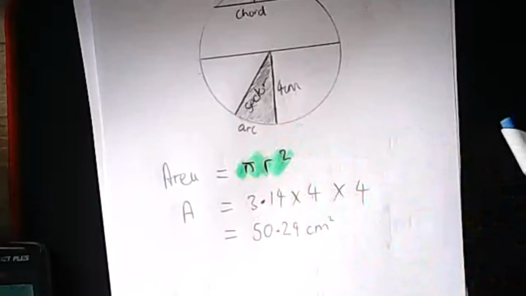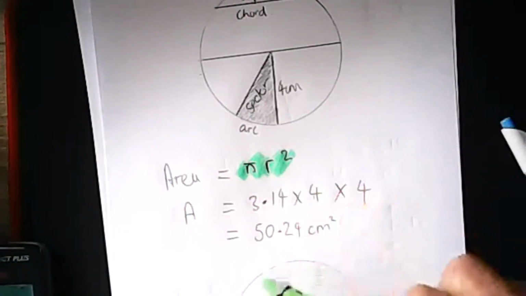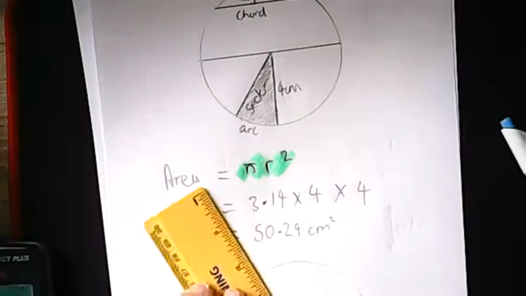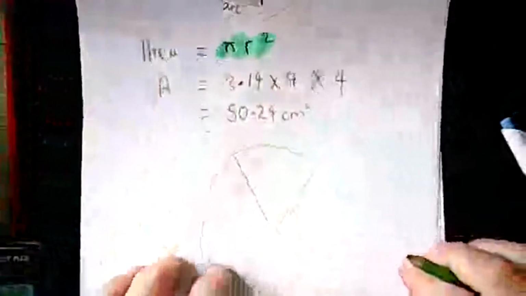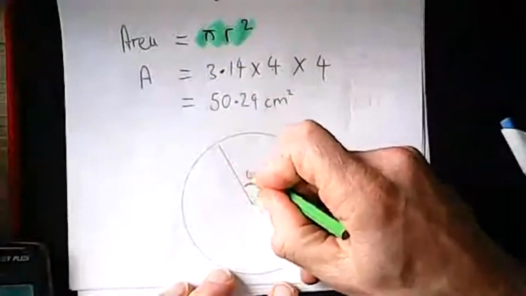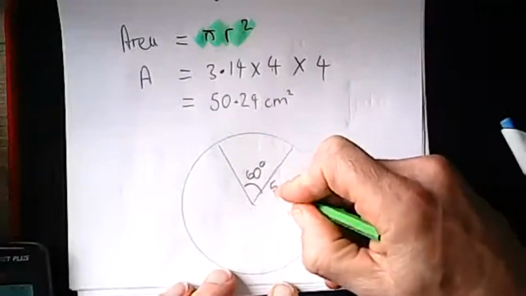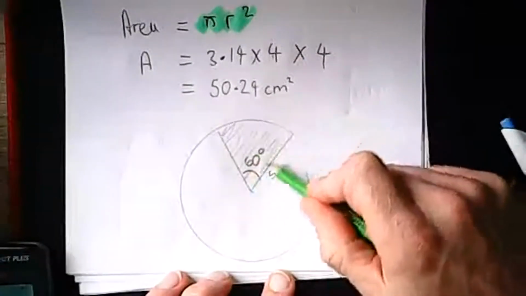All right, and we're just going to leave you with one more question to finish off with, and then we're done for today. Okay, so if I get a little circle going here, a little question, but this time I'm going to make it a little bit more difficult. I'm going to give you a sector. There's a sector there. I'm going to mark that as being 60 degrees, and this radius I'm going to give you as 5 centimeters. Okay, so I want the area of this sector.